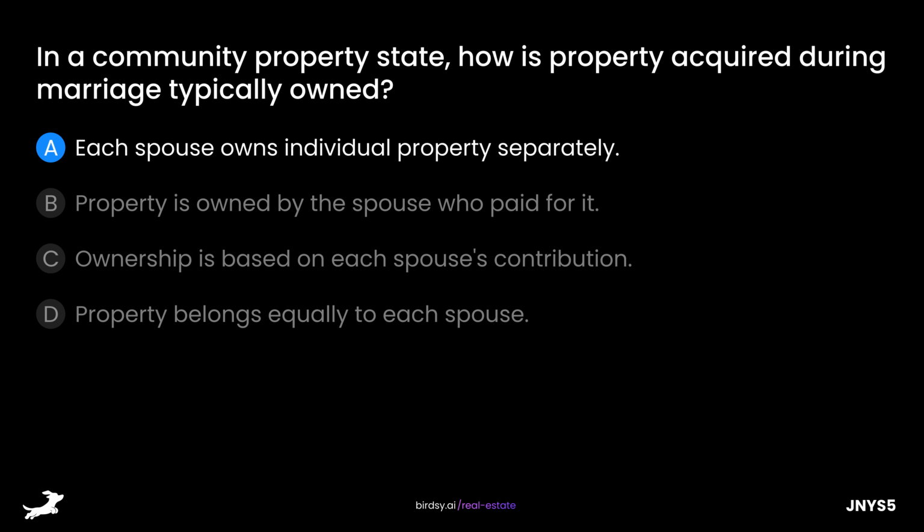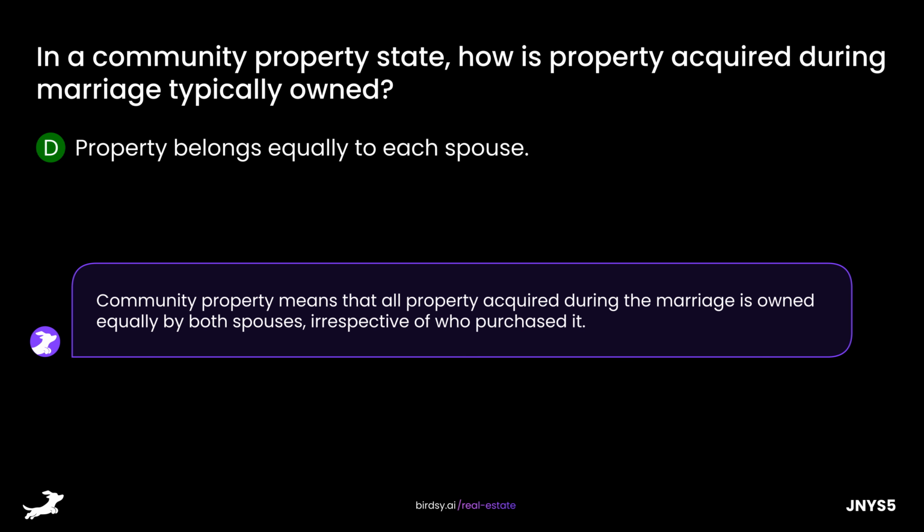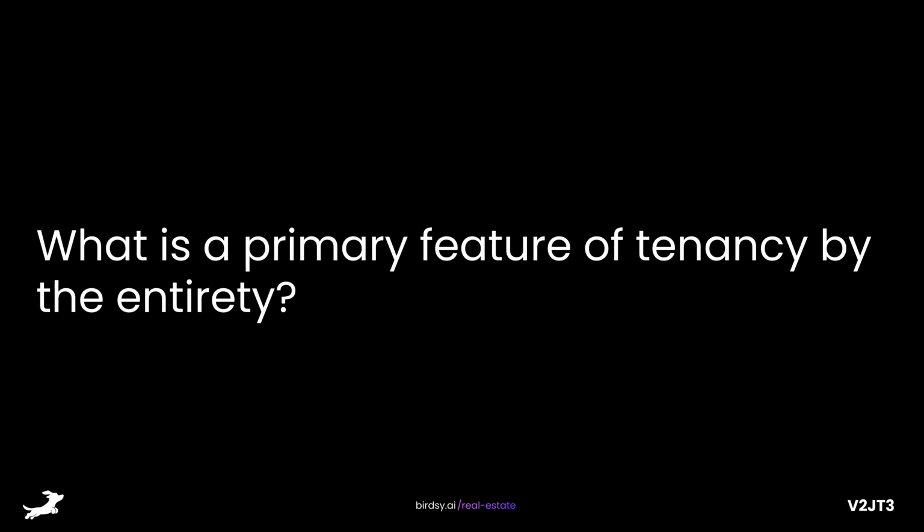In a community property state, how is property acquired during marriage typically owned? Is it A, each spouse owns individual property separately? B, property is owned by the spouse who paid for it? C, ownership is based on each spouse's contribution? Or D, property belongs equally to each spouse? The answer is D, property belongs equally to each spouse. Community property means that all property acquired during the marriage is owned equally by both spouses, irrespective of who purchased it. What is a primary feature of tenancy by the entirety?